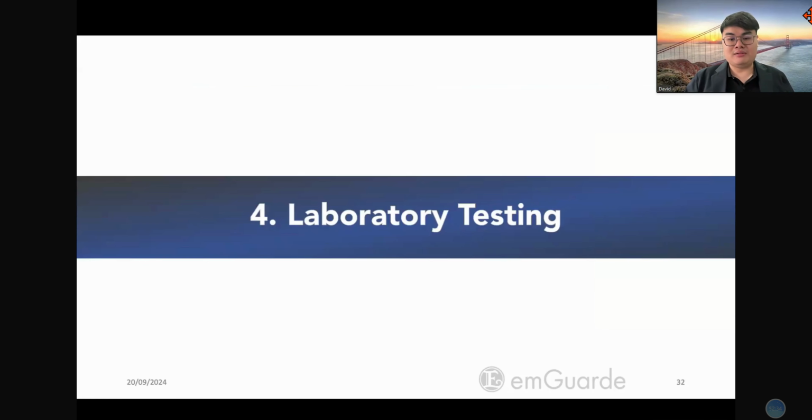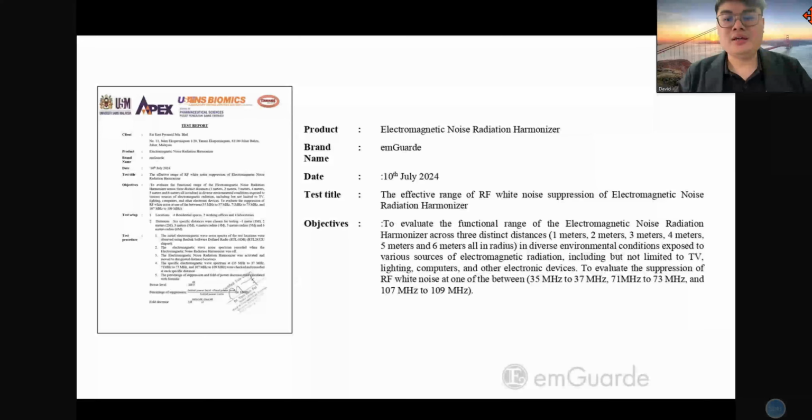All right. Now, last but not least, this is pretty interesting. Let me share with you the last slide of my training today, and it's laboratory testing. The developer has put emGuarde through a series of different tests, and this is the latest report we got from Universiti Sains Malaysia. They tested the function and efficacy of how emGuarde is able to suppress the electromagnetic noise radiation from 1 meter all the way up to 6 meters in radius.